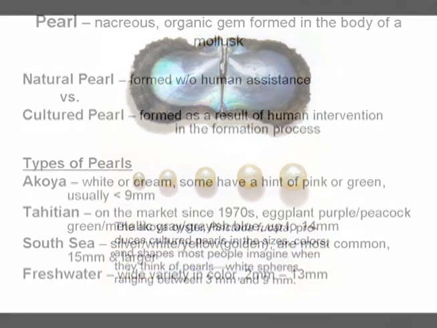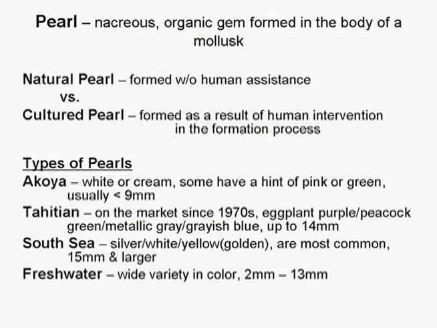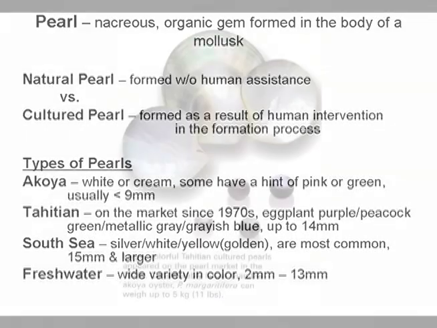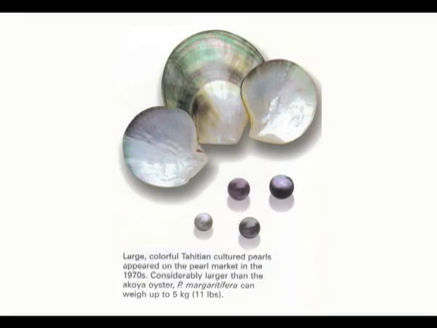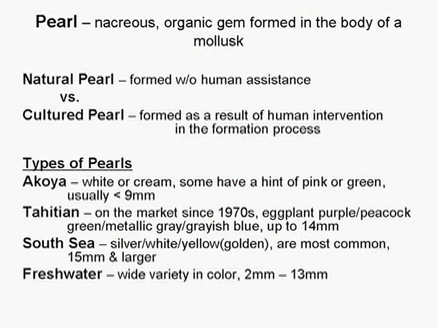Then we have the Tahitian pearls. These have only been on the market since the 70s. Their color is anywhere from eggplant, purple, peacock, green, metallic gray, to grayish blue. And these are larger. These go up to 14 millimeters, and these come from the oyster Pinctada margaritifera. Then we have the South Sea pearls. These are even larger, 15 millimeters or larger. Pinctada maxima.